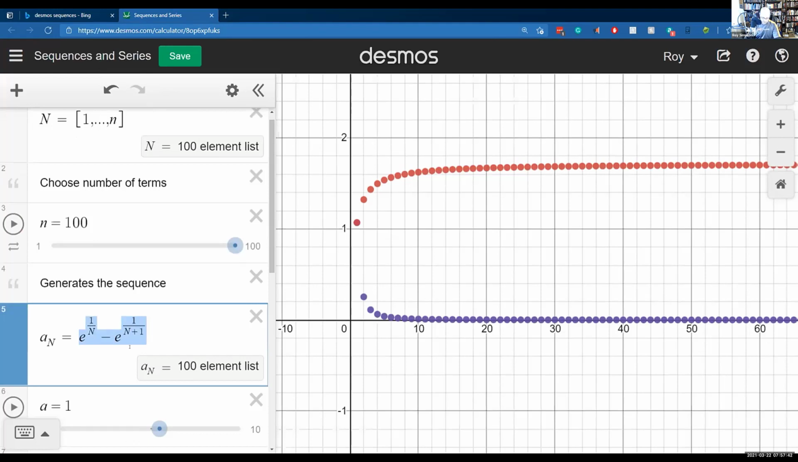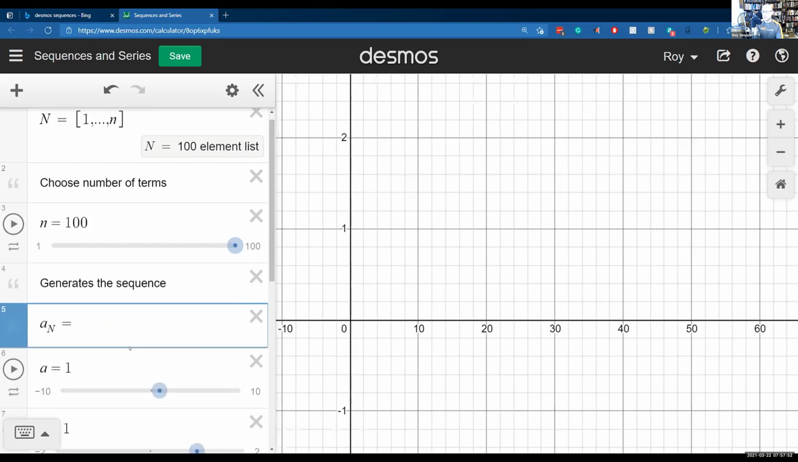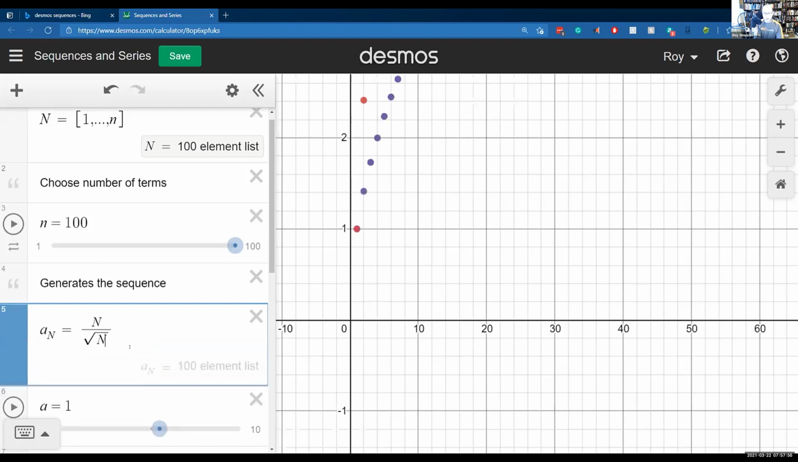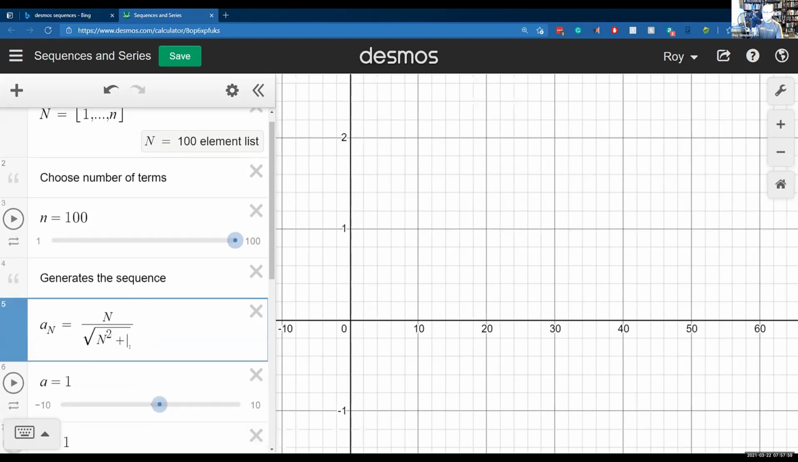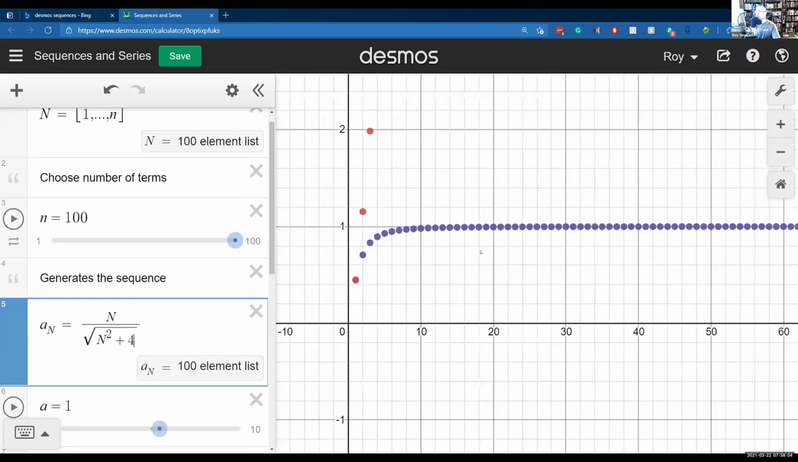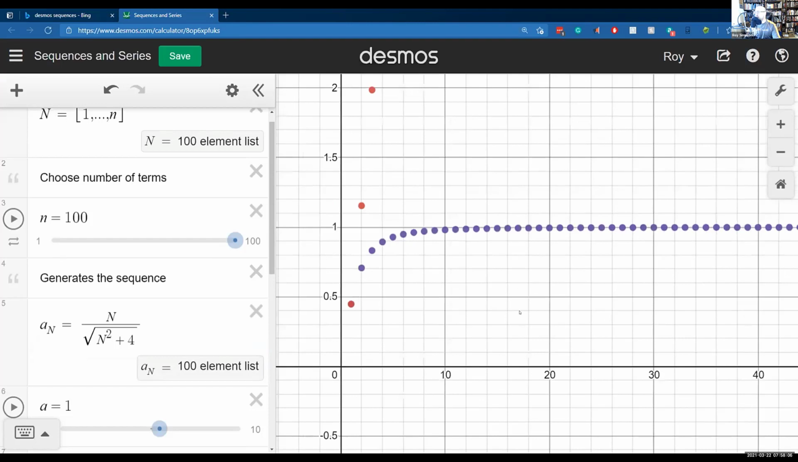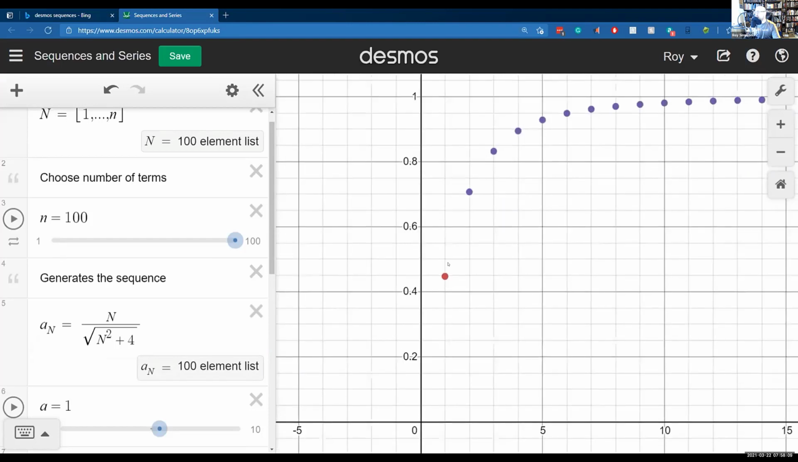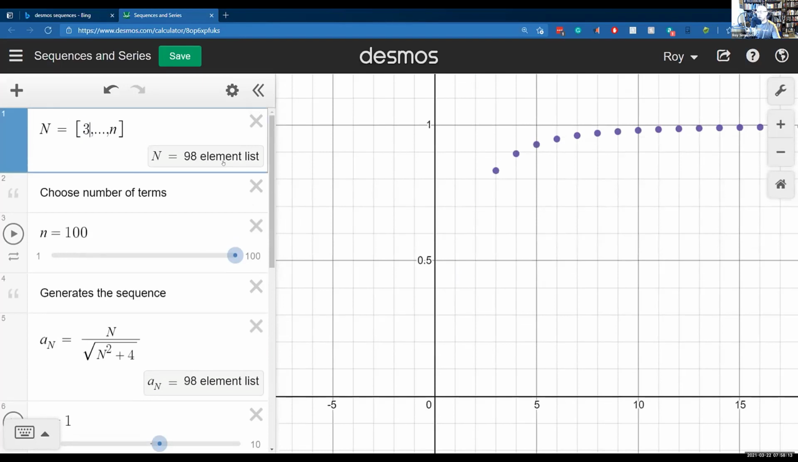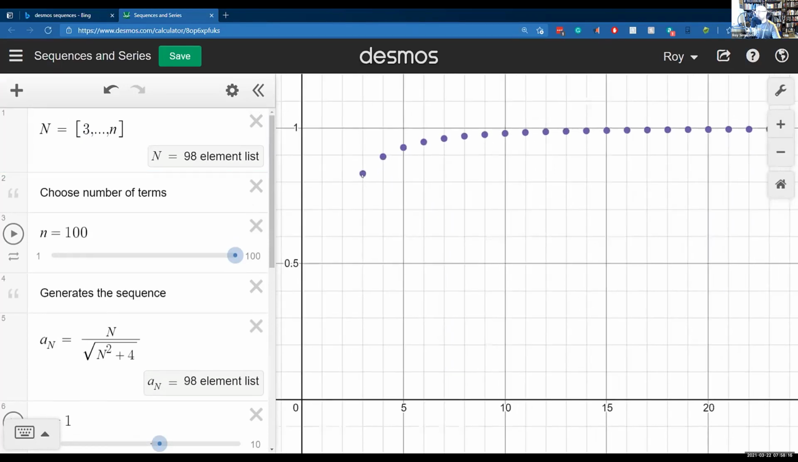I'm going to change it to be, I have to go over to my laptop here to find it. Oh, I think I can just remember. I think it was n, and it's capital N, sorry, over the square root of n squared plus 4. Okay, so now remember, in purple is the sequence itself. So this is a sub, we wanted to start at 3, so maybe I should start this at 3. Okay, so we started at 3.